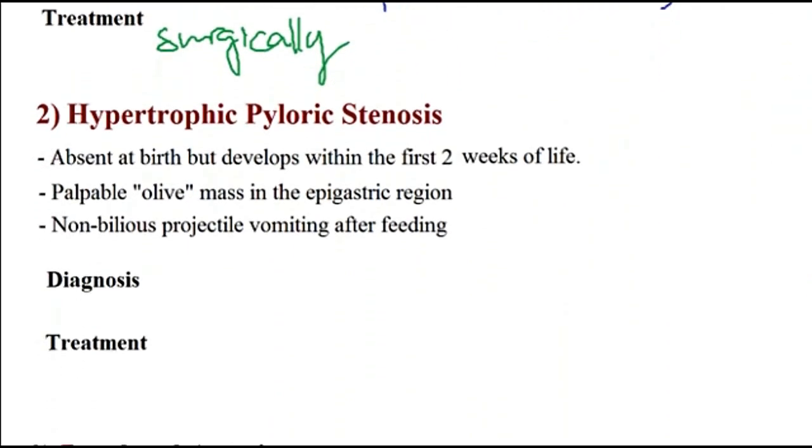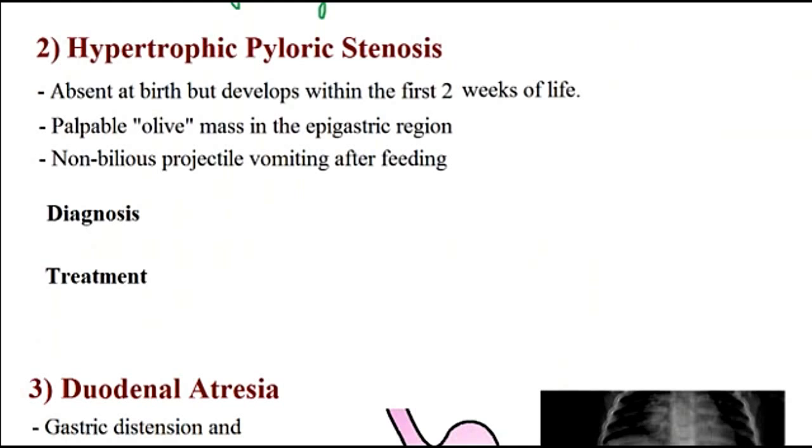The next condition is hypertrophic pyloric stenosis, and this condition is generally absent at birth but will develop within the first 2 weeks of life, and it has been associated with the use of macrolides later in pregnancy or in neonates. Macrolide medications include, for instance, azithromycin, clarithromycin, erythromycin, and so on. So the use of macrolides in children increases the risk of hypertrophic pyloric stenosis, where on examination you will see a palpable olive mass in the epigastric region.